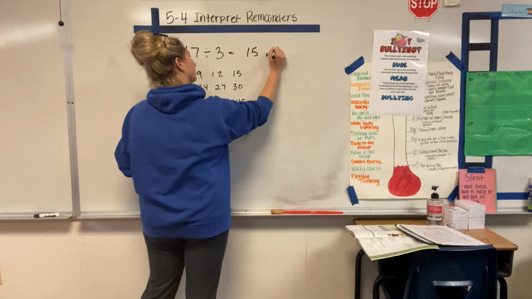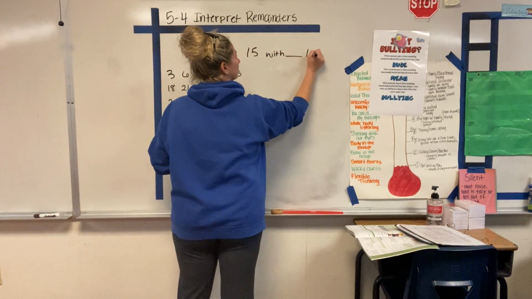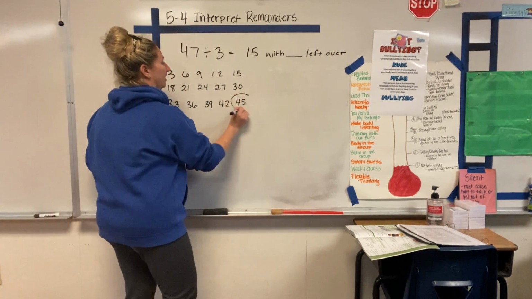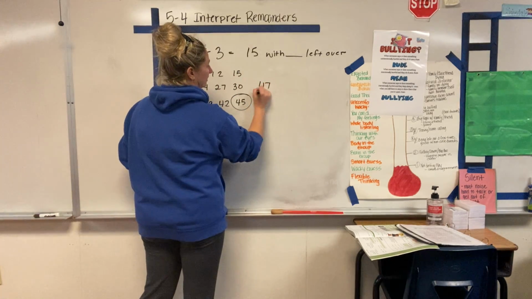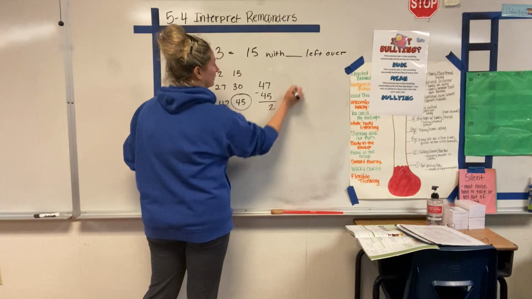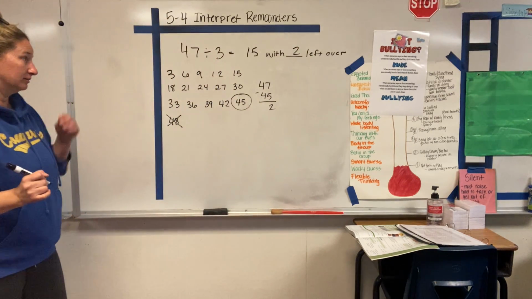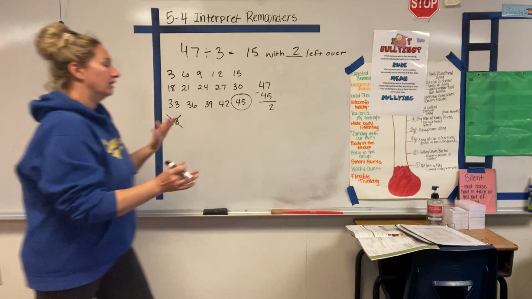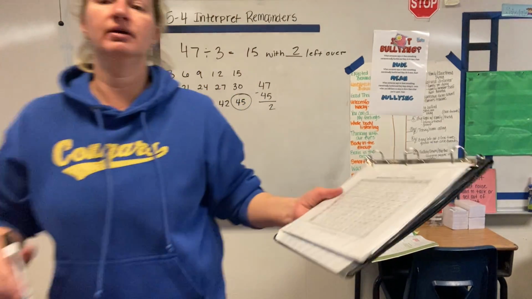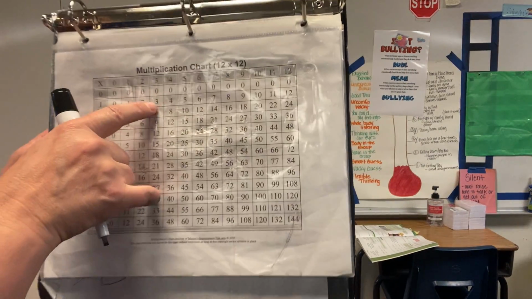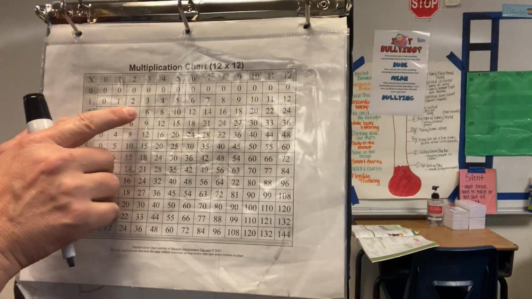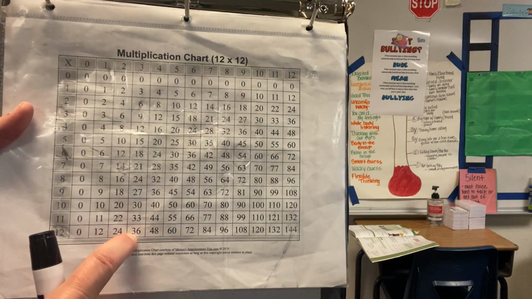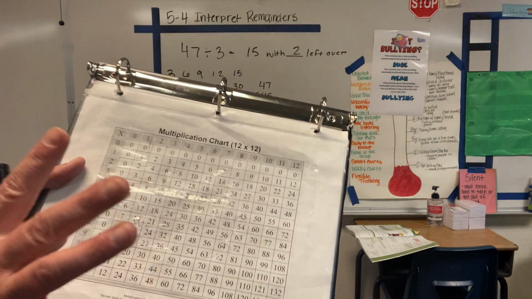With blank left over. Okay, so if I stopped at 45, I'm going to do 47 minus 45, and I get 2. So 2 left over. Okay, so that's how you can do it by counting all your multiples. I would have used my multiplication table, but I'm counting by 3s, and my chart's 12 by 12. It only goes to 36. So it didn't go big enough. But let me show you another way.